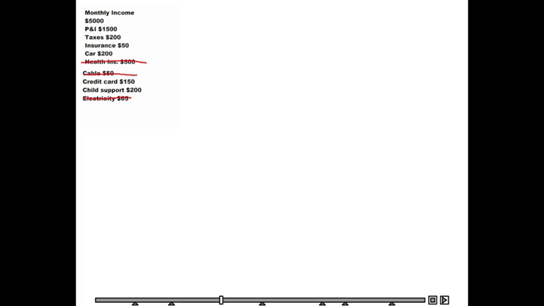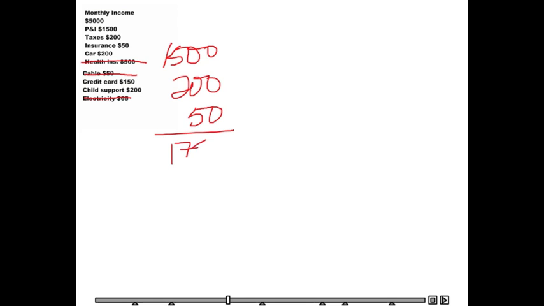Okay, for the front end, again, we need the entire house payment. So in this case, we have our principal and interest payment, which is $1,500. But remember, we need to use the entire house payment, so we need to add $200 for the taxes and the $50 for the insurance to make up their entire house payment. That gives us a total housing expense of $1,750. To get our front end debt ratio, we're going to divide that number by the $5,000 of their monthly income. And when you do that on your calculator, 1,750 divided by 5,000 equals 0.35. So their front end debt ratio is 35%.